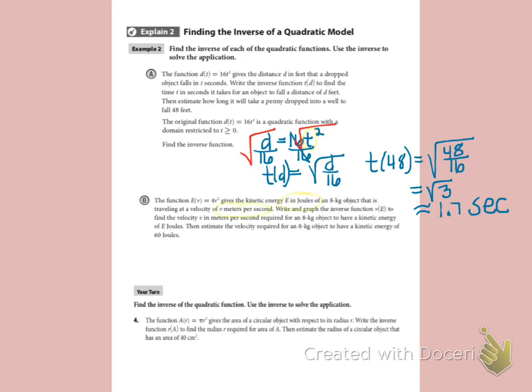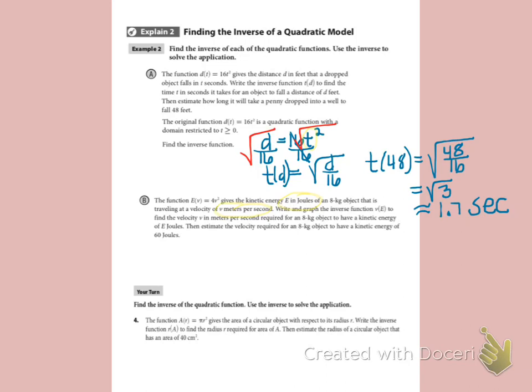Write and graph the inverse function v of E to find the velocity v in meters per second required for an 8 kilogram object to have a kinetic energy of E joules. Then estimate the velocity required for that object to have a kinetic energy of 60 joules.